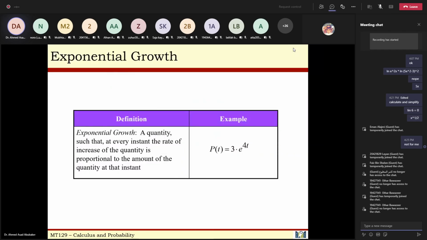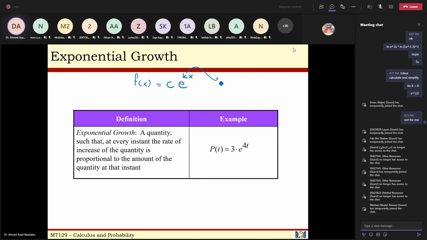We have two types of exponential function, exponential growth and exponential decay. For f of x equal c e to the power kx, or replace x with t and f with b, this is no problem. But in general, if we have f of x equal c e to the power kx, we have two types.